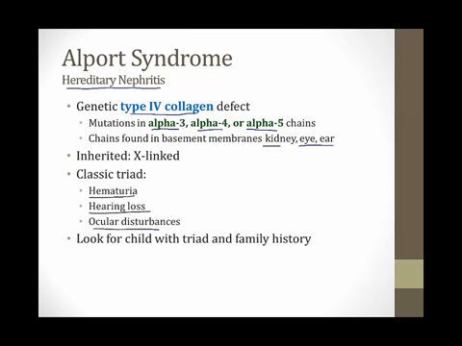These are X-linked disorders, so they more commonly occur in boys, and the way you want to recognize these in a board question is by looking for a male child who has this triad of symptoms and a family history of these types of problems. The question will likely ask you about the type 4 collagen involvement and the alpha chains. And that concludes our module on nephritic syndrome.